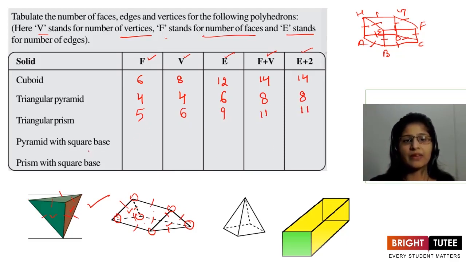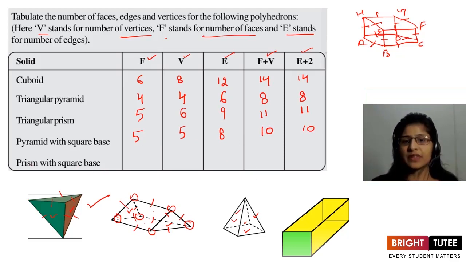The next is the pyramid with a square base. So it's a pyramid, the base is square. So how many faces? One is the square face, and how many triangular? 1, 2, 3, 4. So total, there are 5 faces in the pyramid with a square base. Okay, what about the vertices? 1, 2, 3, 4 and 5. There are 5 vertices and edges 1, 2, 3, 4 and 4 at the bottom, that is 8. Right, so 5 and 5 is 10, that is F plus V, and E plus 2, edges plus 2, is also 10. Okay, the last is the prism with a square base.